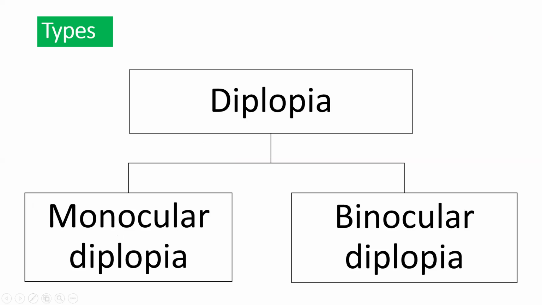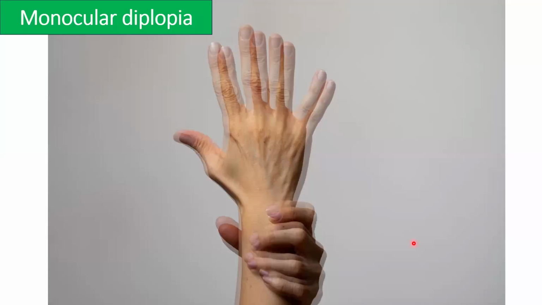So let me put the laser pointer. Yes, so this is the monocular diplopia and binocular diplopia. First of all, we will start with monocular diplopia and then we will go to binocular diplopia. We will have a very detailed discussion on these two types. So let's start. Monocular diplopia.